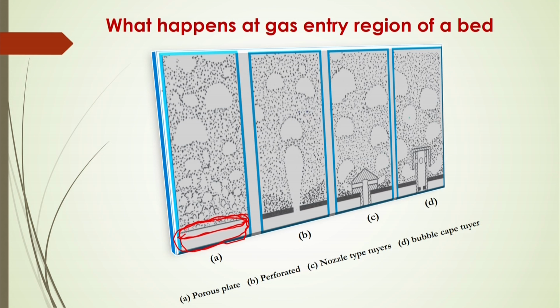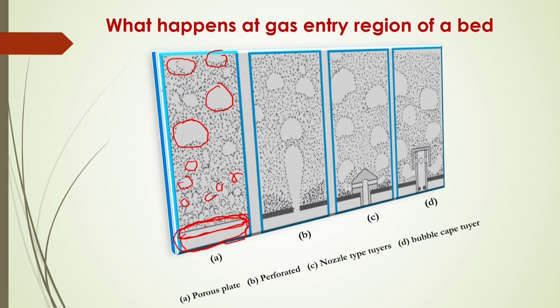As the first phase of bubbles, at the distributor you will see at the entry region the bubbles form very small in size, and after that as they go up these bubbles will coalesce with each other and become a bigger bubble, and then due to their higher buoyancy it will go up and at the top it will dissolve.